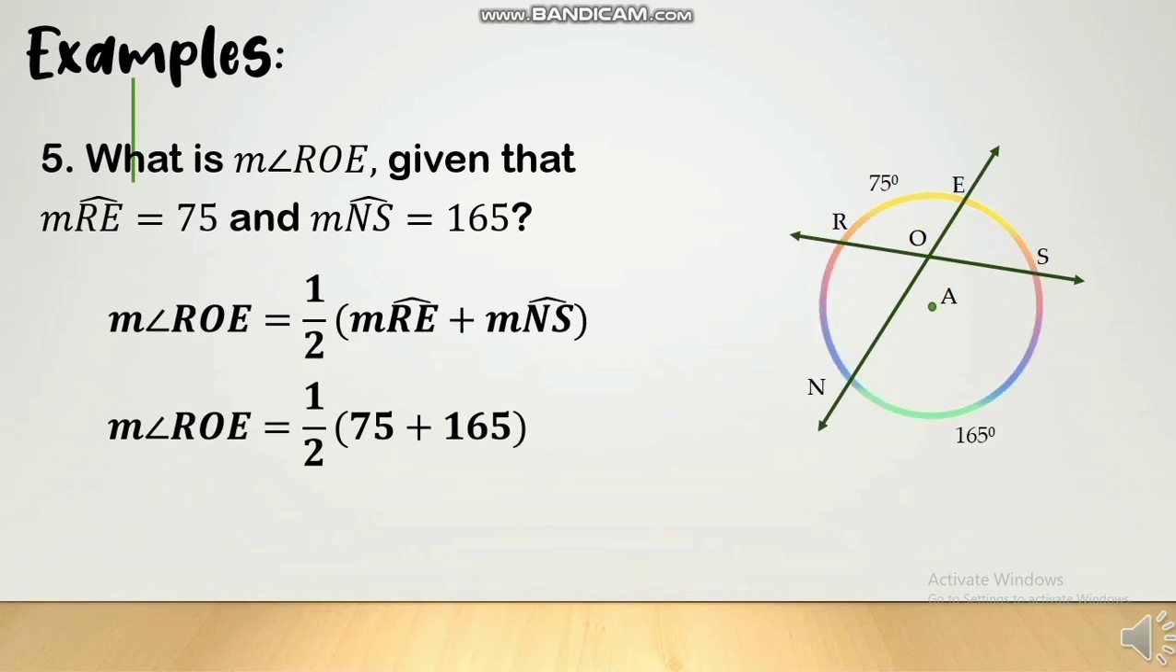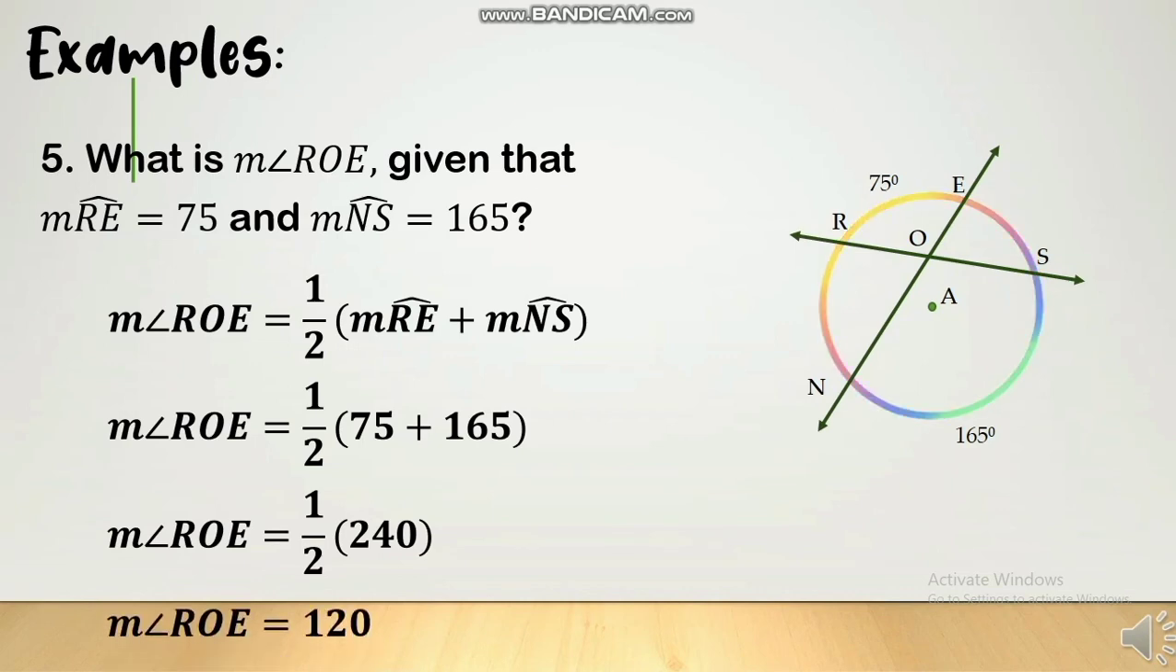So the measure of angle ROE is equal to 1/2 times the quantity 75 plus 165, because the measure of arc RE is 75 and the measure of arc NS is 165. 75 plus 165 is 240, and 1/2 of 240 is equal to 120. So the measure is 120.